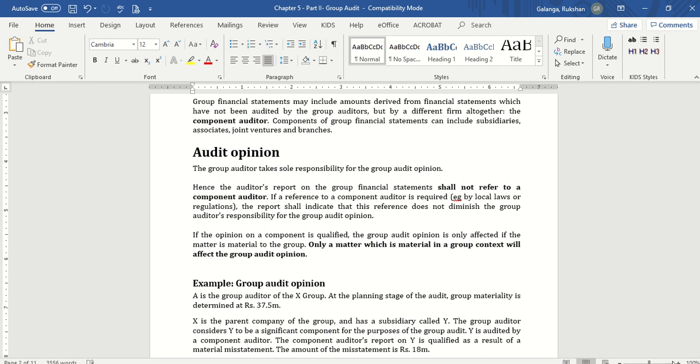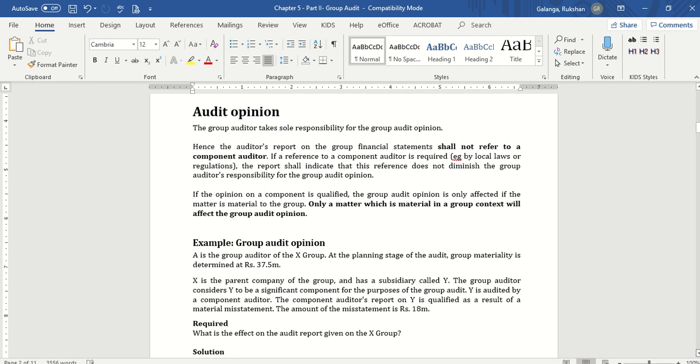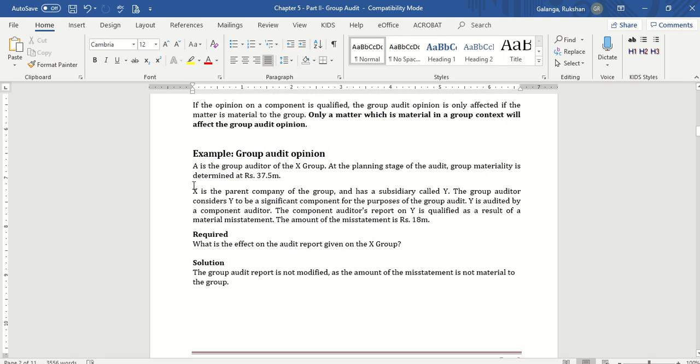Okay? Now, look at this. An example is given. A is the group auditor of the X group. Who is the auditor of the group called X? A, he is the group auditor. At the planning stage of the audit, group materiality is determined to be 37.5.